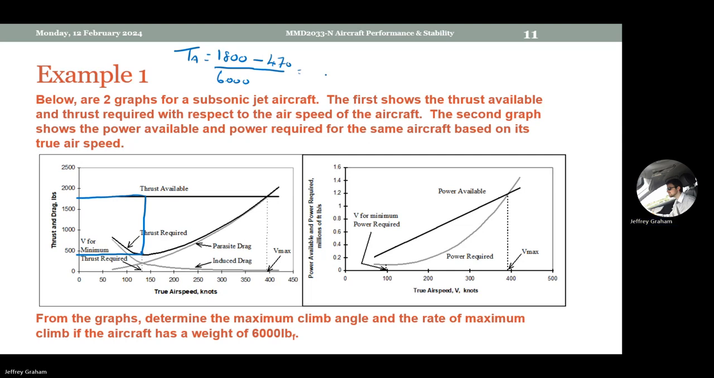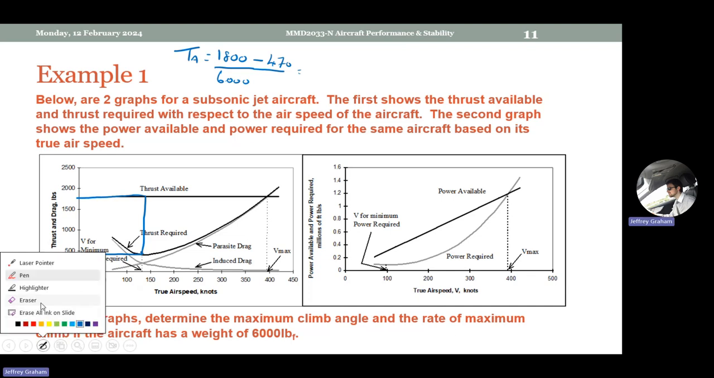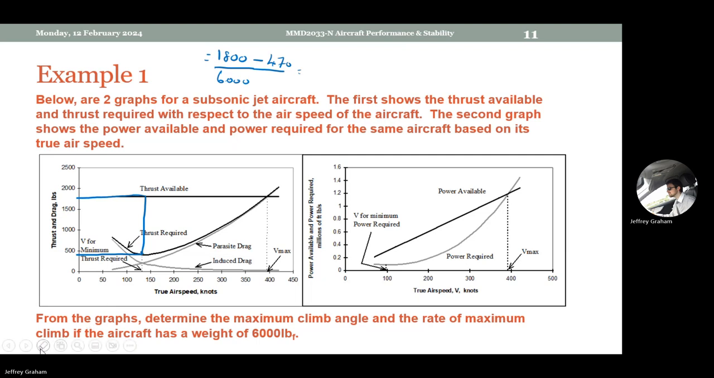Right, so it's a case of sticking that in the calculator and we will get our angle of climb out. Oh, the sine of the angle of climb, so it'll be the inverse of that. Right, here we go. So sine minus 1, 1800 minus 470 over 6000 should be 12.8 degrees.